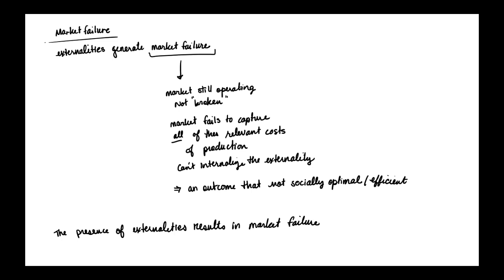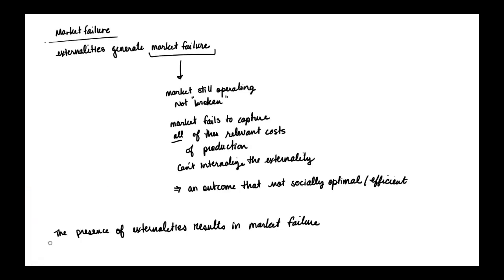So help me understand intuitively what's causing this. If you were trying to explain this to somebody who's not an economist and you're not talking about demand and supply curves, how would you explain why the market can't internalize this externality? It has something to do with decision making. Let's think about the firm's decision.